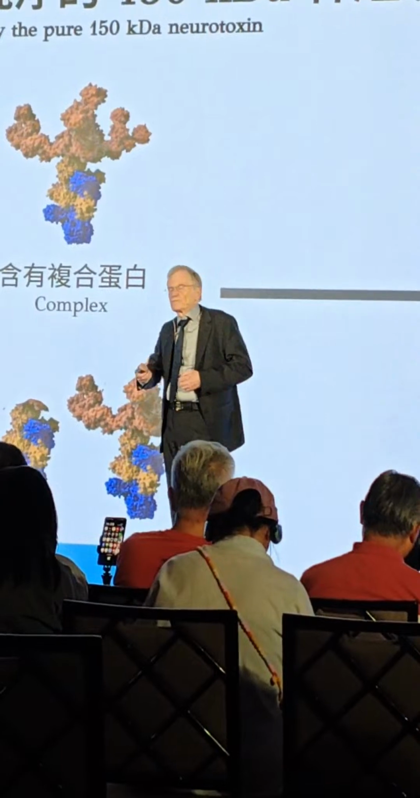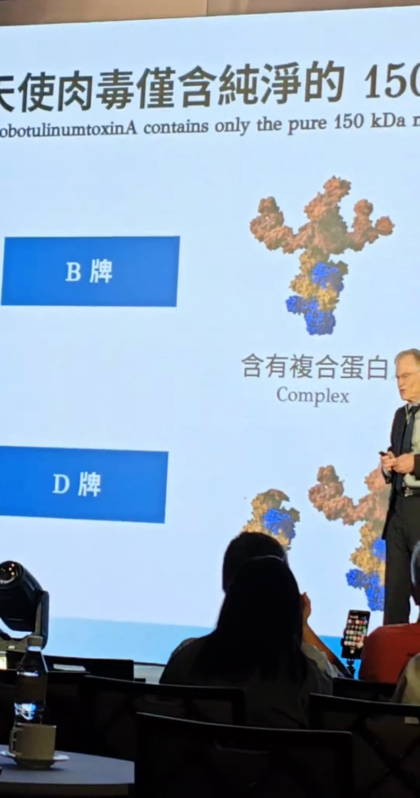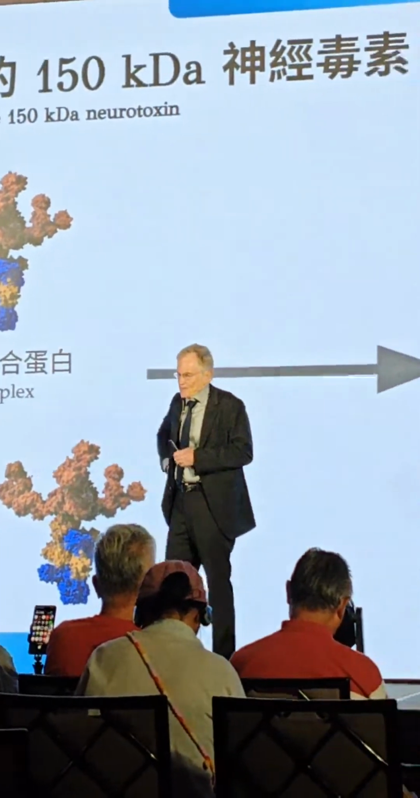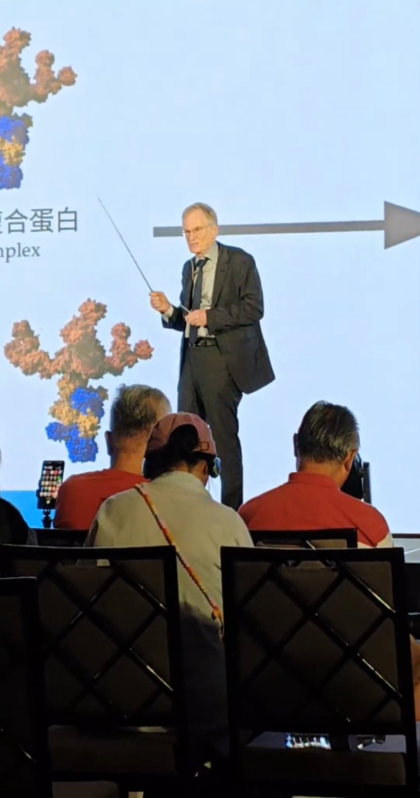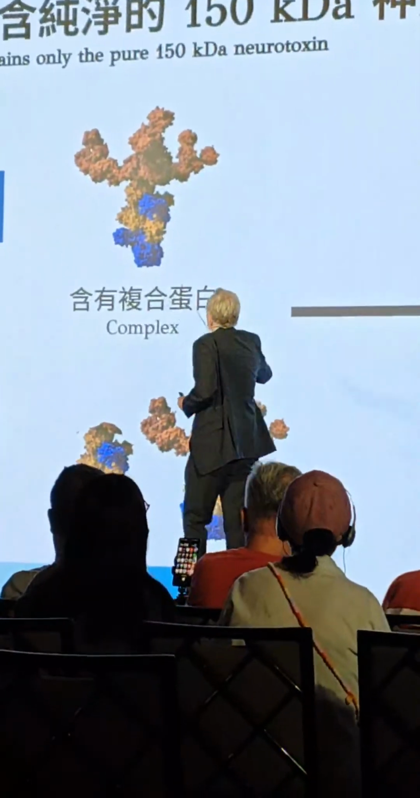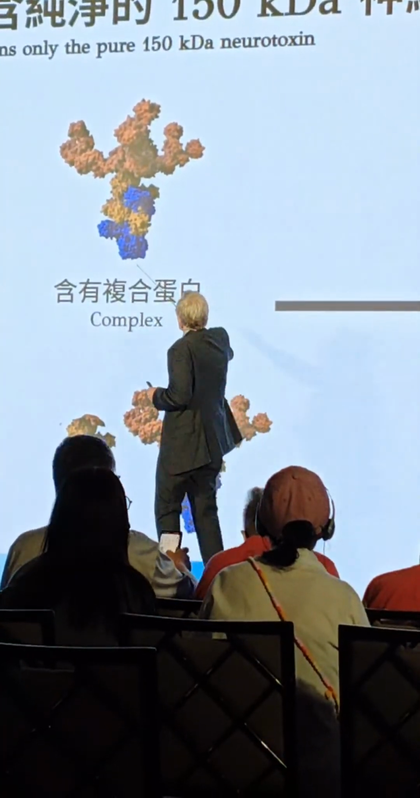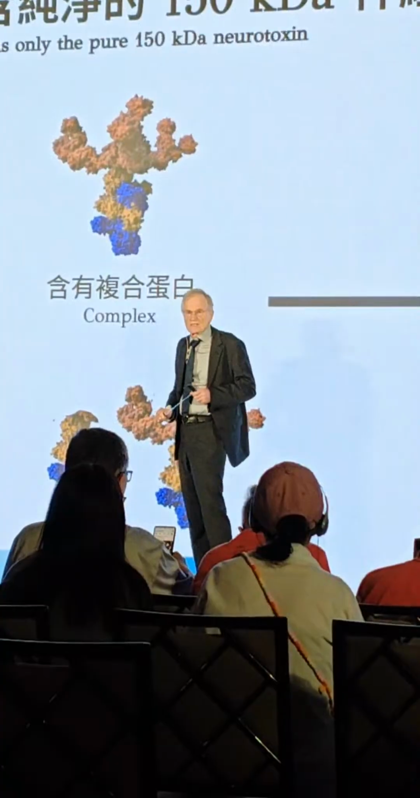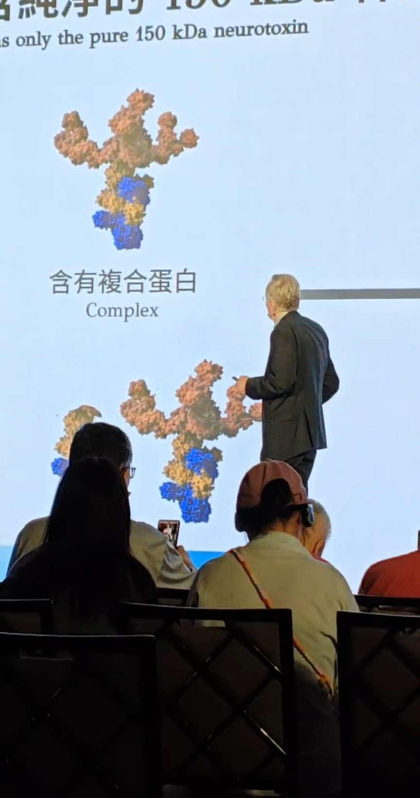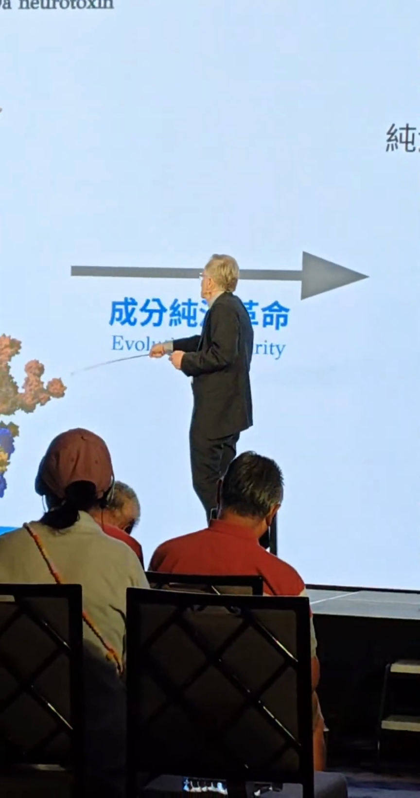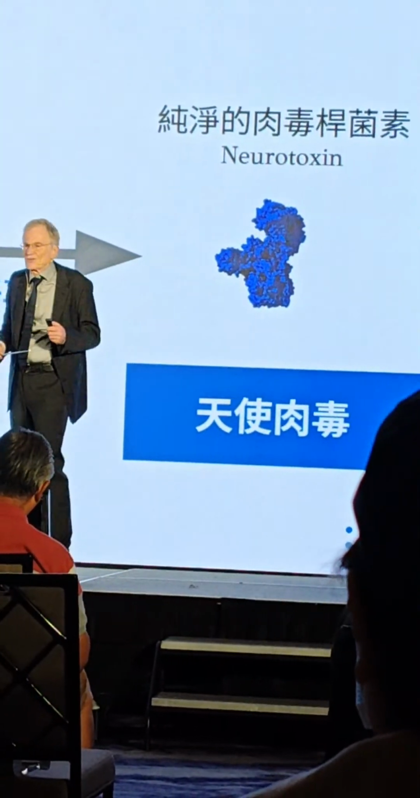So what we call the evolution of purity was that we remove all the complexing proteins from the complex, and I'm sorry, I do not have a real laser, this is my old-fashioned laser. And here you see the spatial structure of botulinum toxin, how it is folded in space, and the blue is the core neurotoxin, which is necessary for the therapeutic effect. So what we did is we removed all the other proteins from these products, and we end up with a pure neurotoxin, which is what the patient needs.